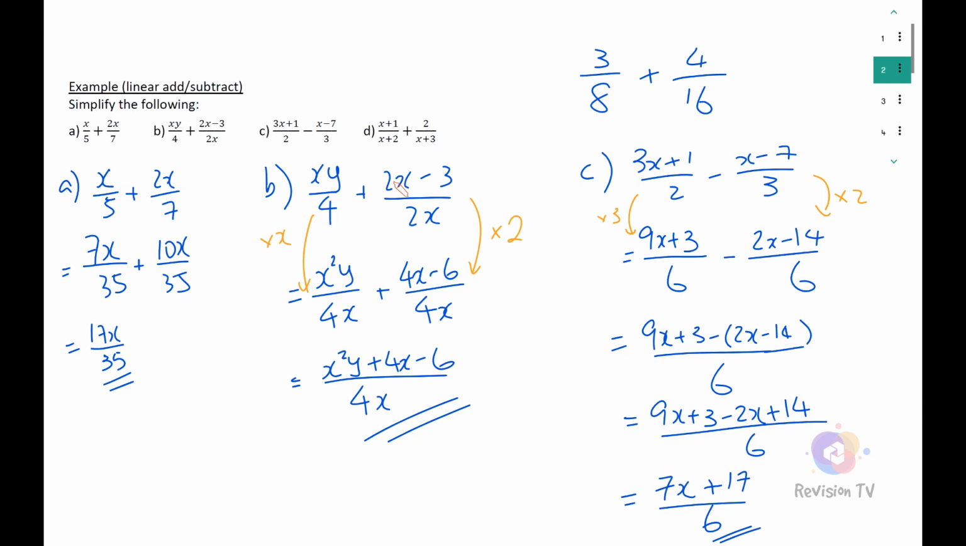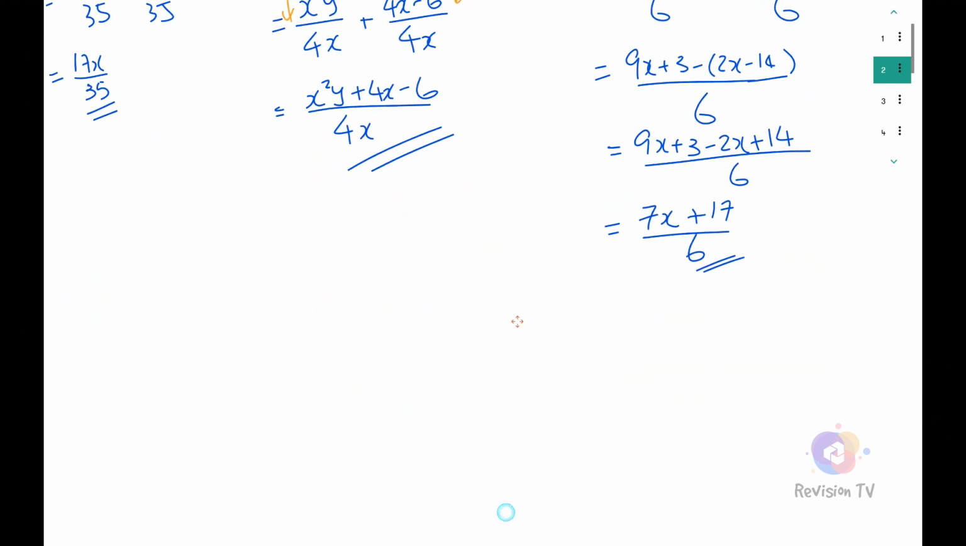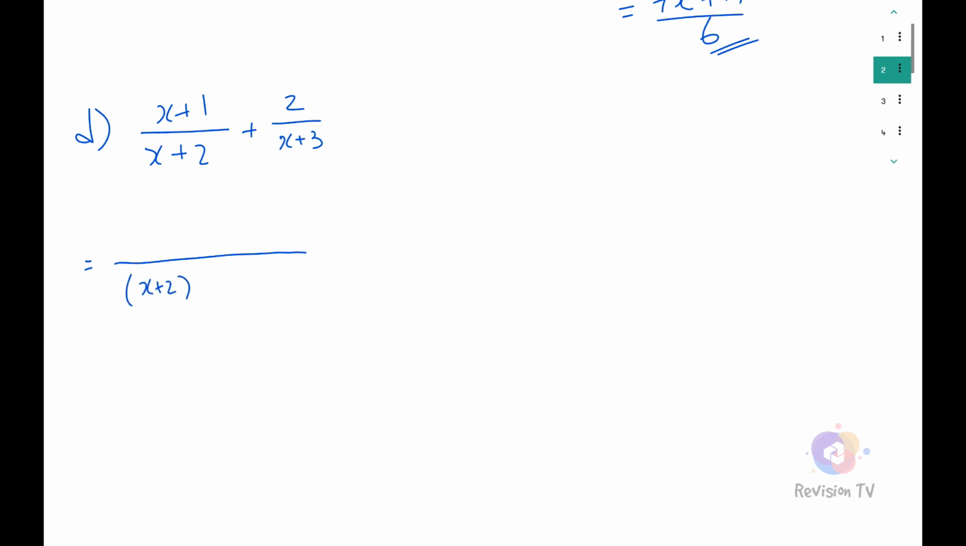All right. Last but not least, let's have a look at question D. So let me move it down. Let me rewrite the question. So, common denominator. Now, these two factors are different, so the common denominator will be just the product of them. So we'll just write x plus 2, x plus 3. Now, this one will be the same, x plus 2 and x plus 3. As I said, we need to compare fraction by fraction, to see what we need to multiply for each fraction.